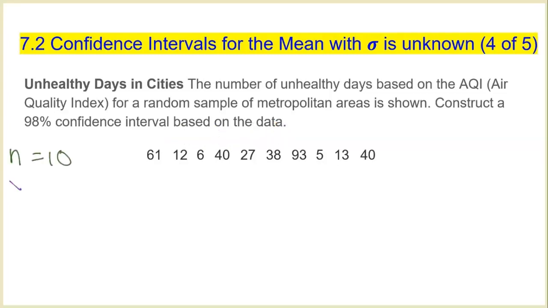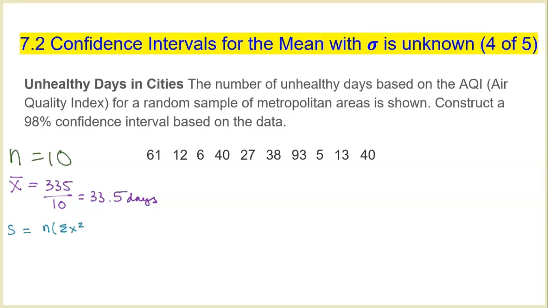So with our confidence interval, we need to know the sample size. That we can find just by counting it, right? There's 10 values here: 4, 5, 6, 7, 8, 9, 10. So that's not given to me. The other thing not given to us is the sample mean. Since this is sample data, we can calculate the average: add those up, divide by 10. So 33.5 days would be the average number of unhealthy days for this sample of metropolitan areas.